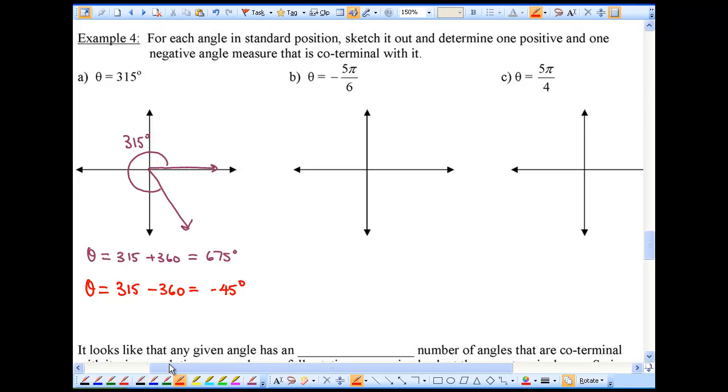Try the next one here. We got negative 5 pi over 6. I'm starting at the positive side of the x-axis again. This time I'm going backwards, so this will be negative pi over 2. And then this over here would be negative pi. So if I were to do negative 5 pi over 6, that's a little bit less than 1 pi. So probably right here in the third quadrant. And we have here negative 5 pi over 6.